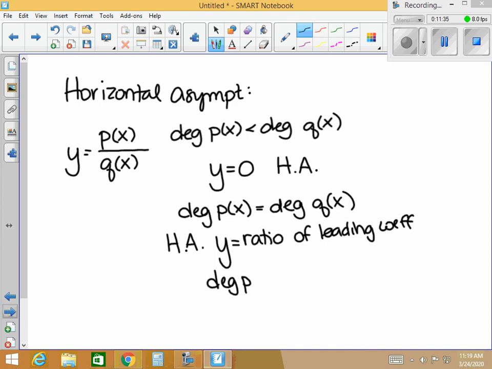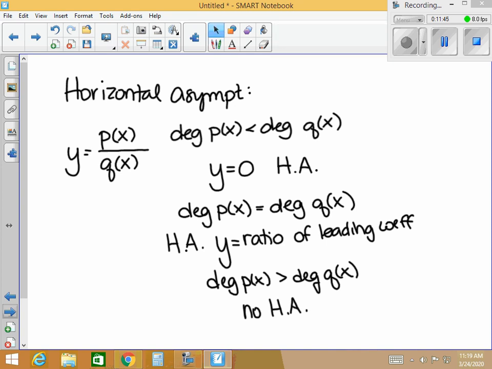If the degree on the top is bigger than the degree on the bottom, there are no horizontal asymptotes. If that degree is just bigger by 1, x to the 4th on top, x cubed on the bottom, x to the 10th over x to the 9th, x squared over x to the 1st, x to the 1st over a constant, then there would still be an asymptote, but it's what we call an oblique asymptote, and it will be a straight line.